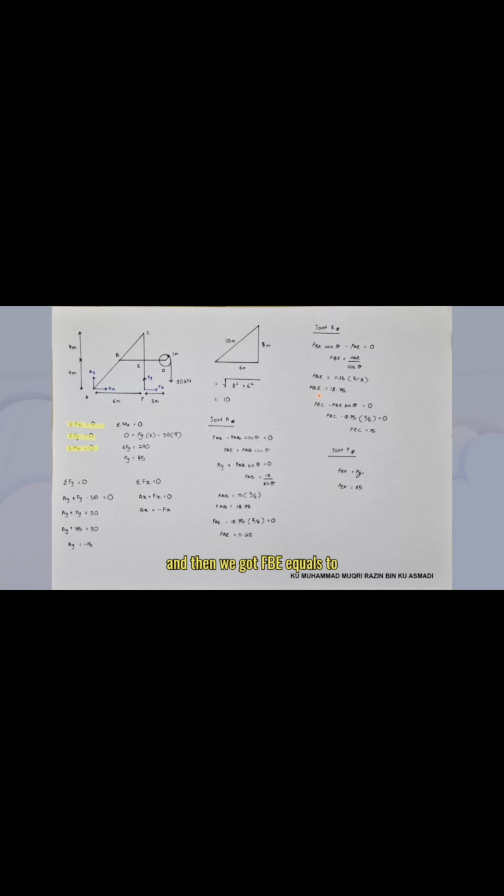And then we got FBE equals 18.75. So at joint E also, we got FEC. So we're going to find FEC. FEC minus FBE sine theta is equal to 0.